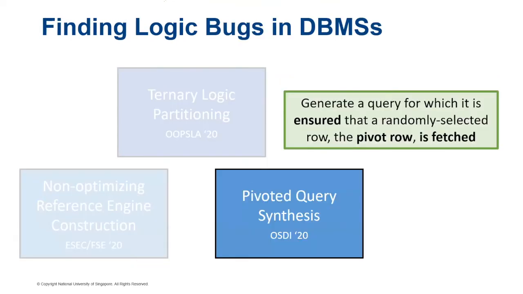the next approach, namely pivoted query synthesis, or short PQS. And there the idea is that we implemented a divide and conquer approach, basically, based on the idea that we want to validate the database management system one randomly selected row at a time. So let's look into how this technique works.